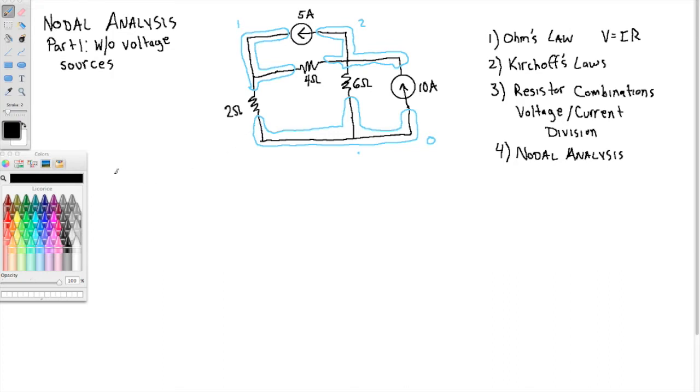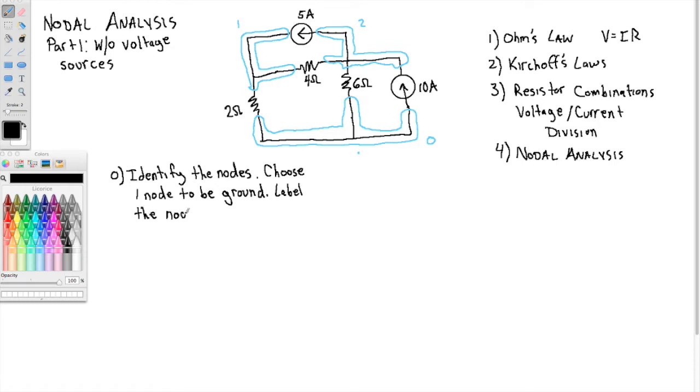Step 0, I guess, say. Step 0, identify the nodes, which we've already done. Identify the nodes. Okay. Choose one node to be the reference, right? To be ground. And label the others. Label the other node voltages.